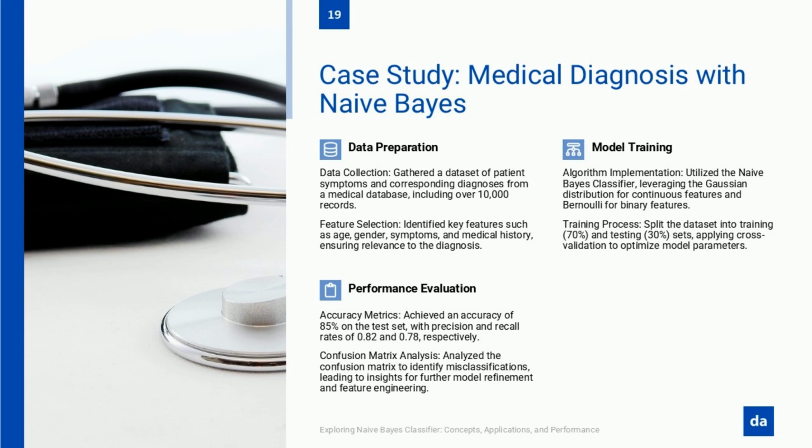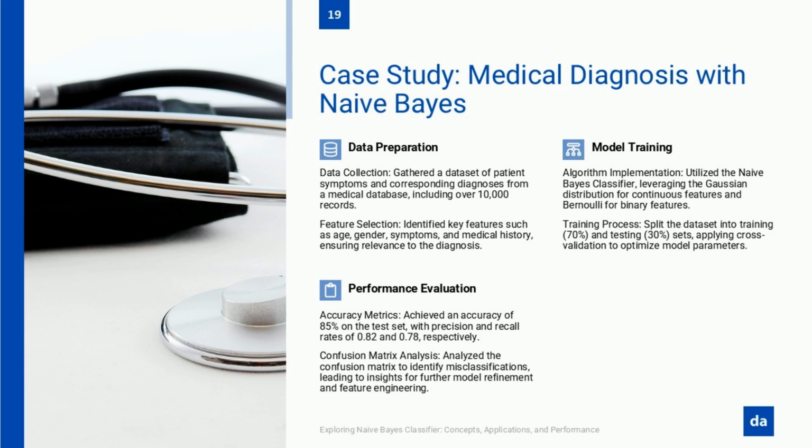Since medical diagnosis involves a mix of categorical, binary, and continuous data, multiple naive Bayes models may be used in combination. Gaussian naive Bayes for continuous variables like blood pressure levels. Bernoulli naive Bayes for binary symptoms, e.g., fever present or not. Multinomial naive Bayes for categorical features, e.g., severity of pain classified into mild, moderate, or severe.